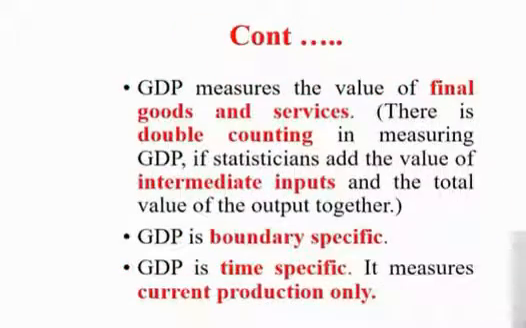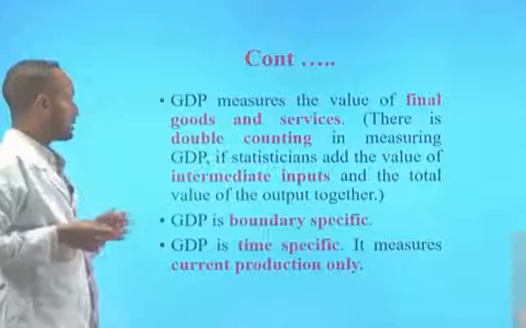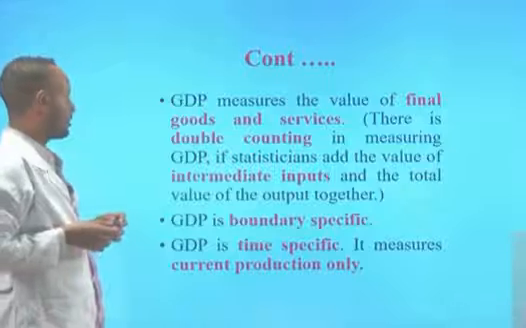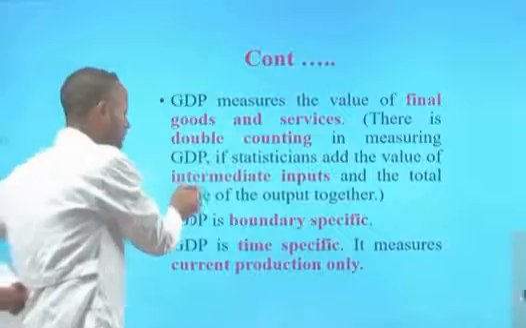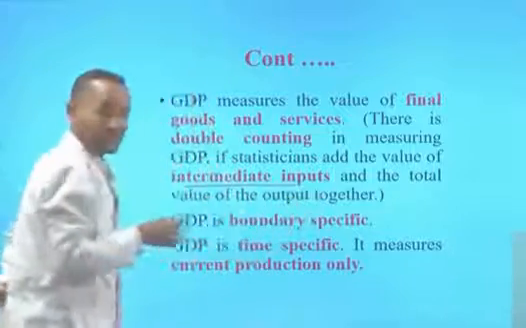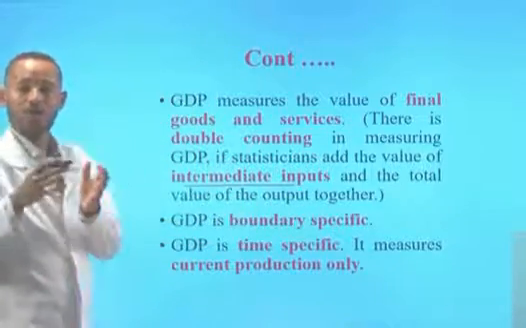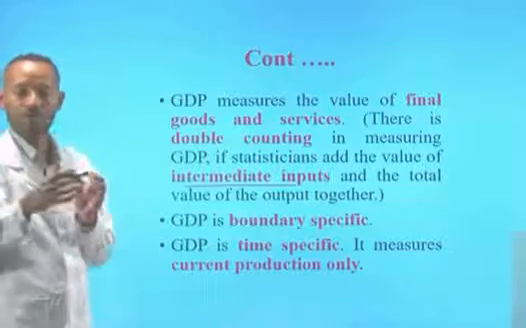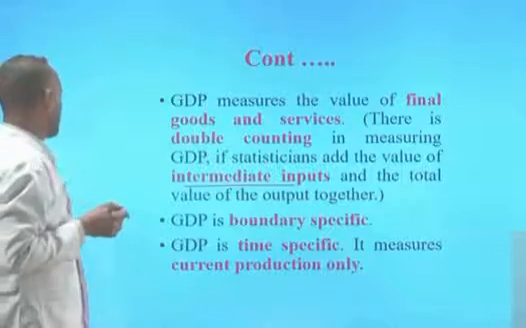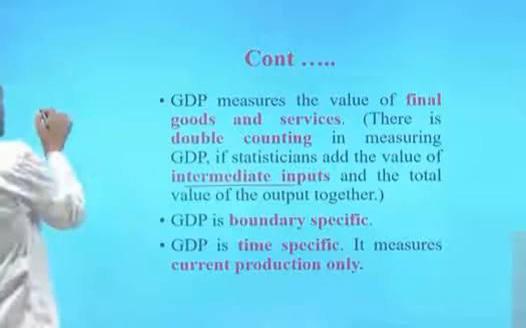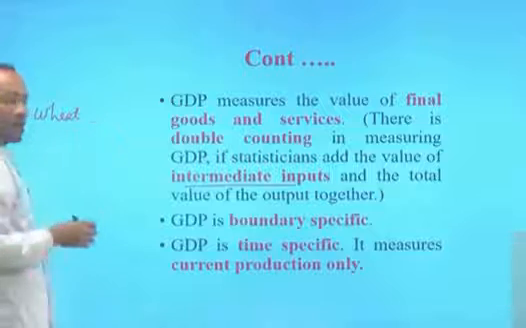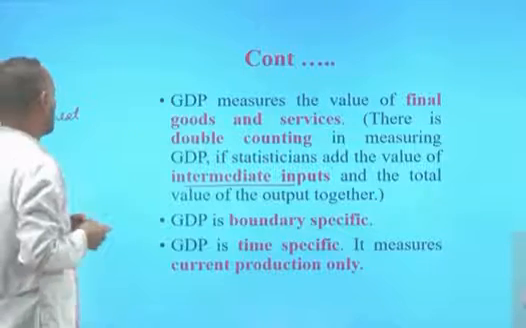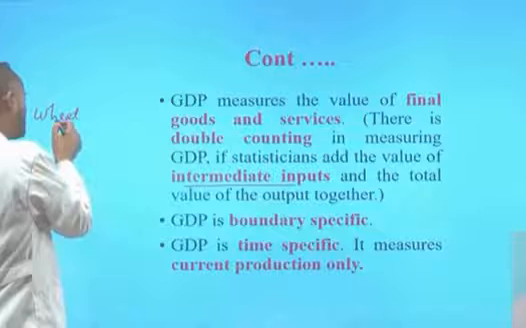From the definition, GDP measures the value of final goods and services. There is double counting in measuring GDP if statisticians add the value of intermediate inputs and the value of the output together. Intermediate inputs are those inputs which are outputs by themselves but which can be used to produce other outputs. For example, the farmer produces the output wheat using the inputs fertilizer, land, labor, and the like. So the wheat is the output.